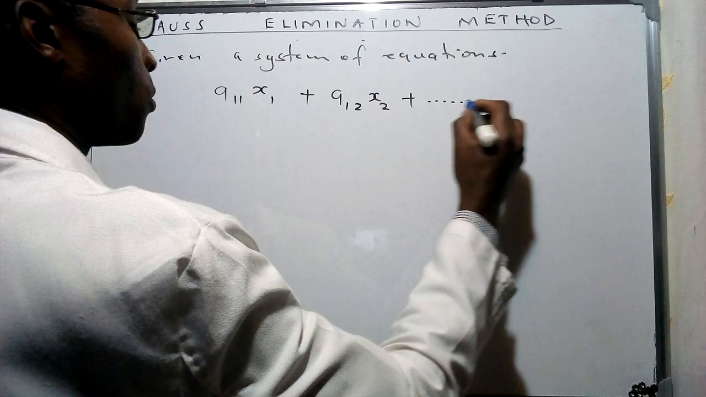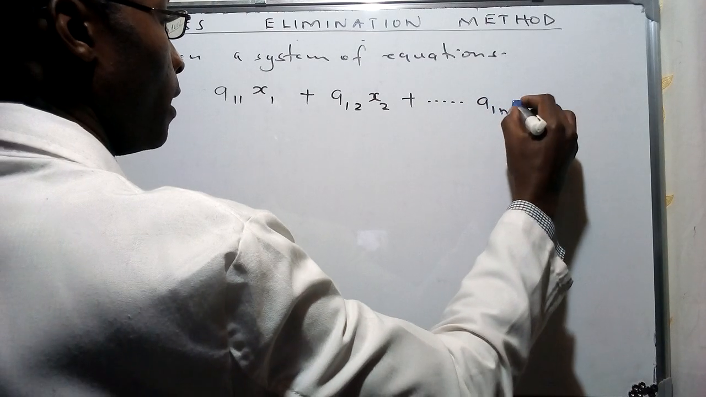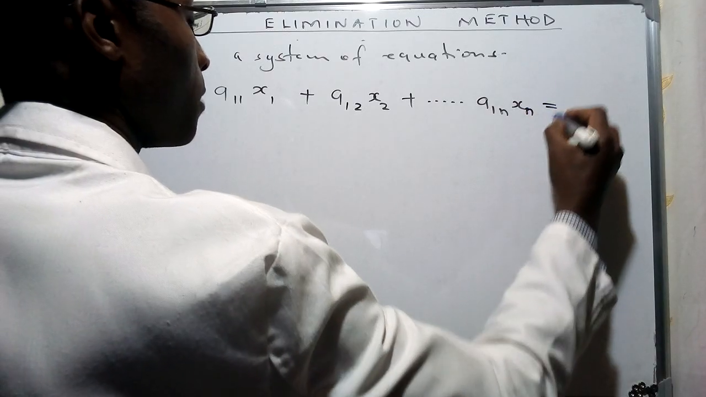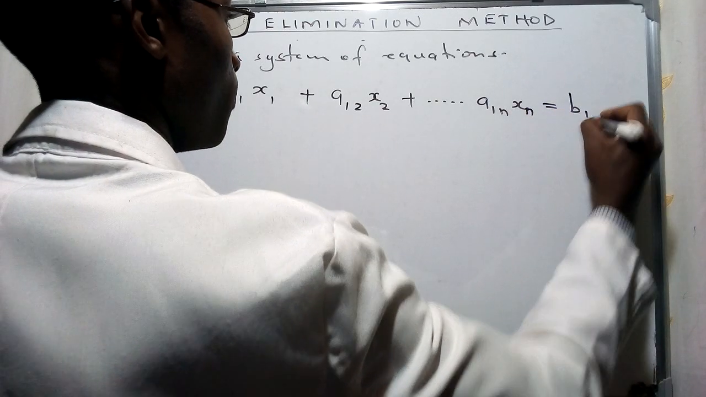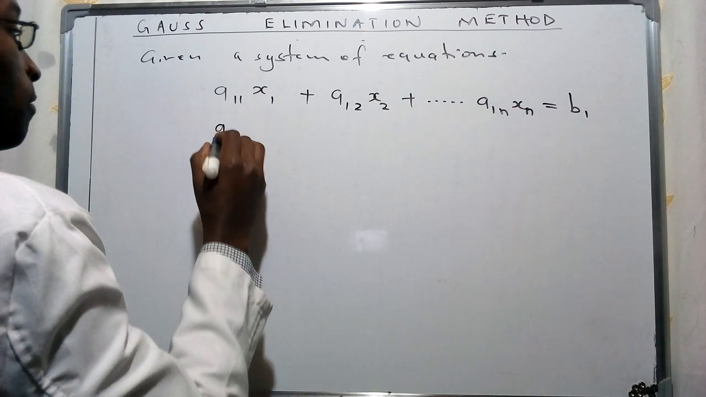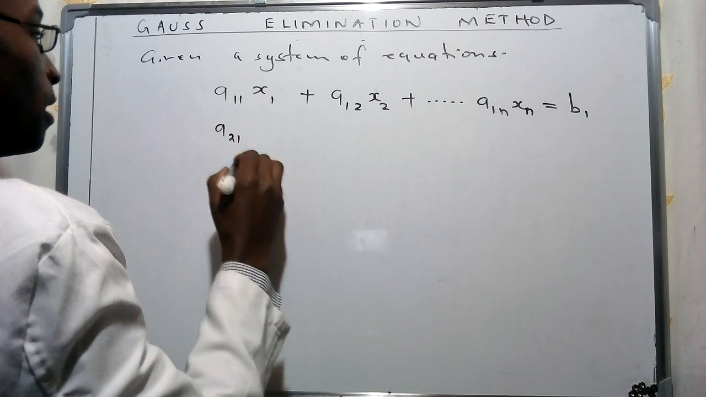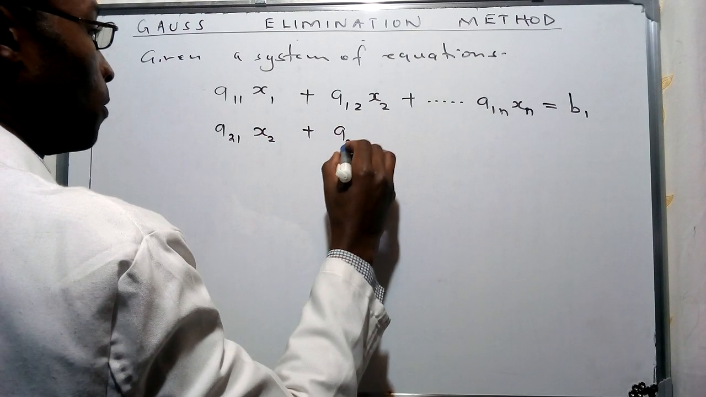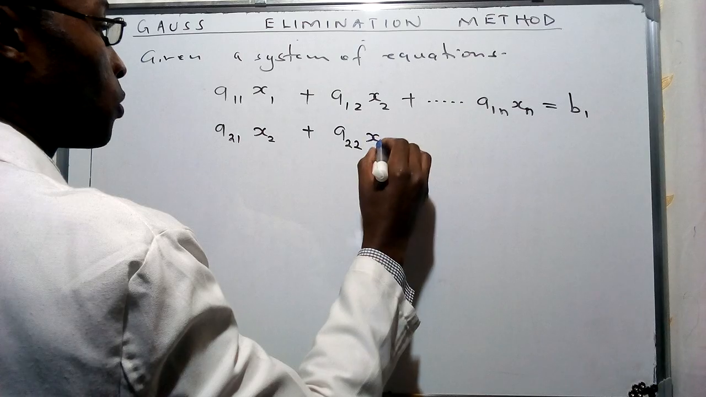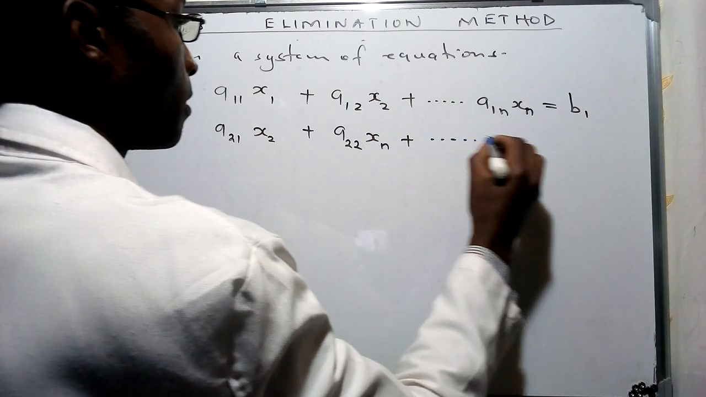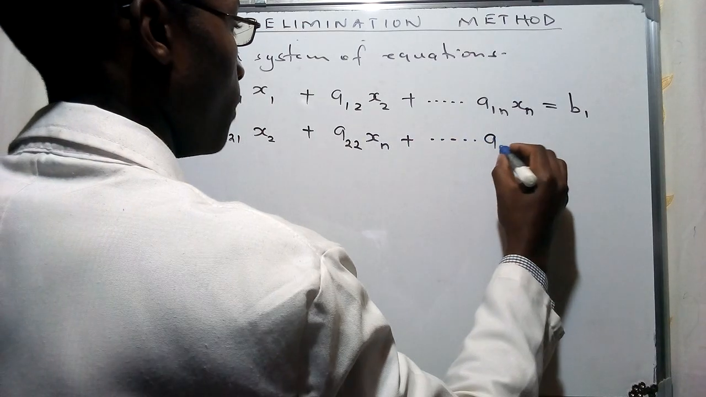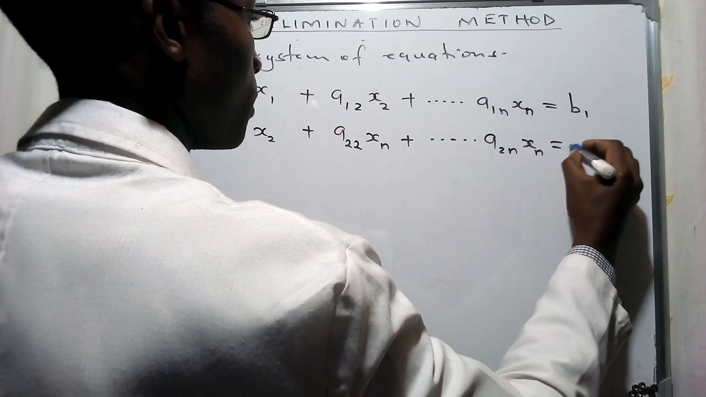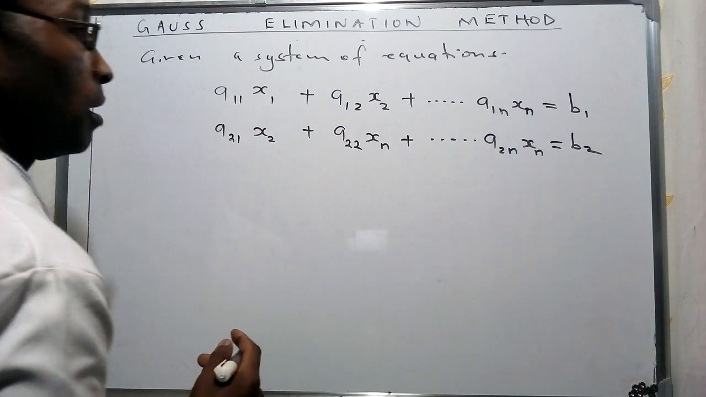So this goes on to a value of a1n x_n, which is equivalent to the value of b1. We can give the second row of this matrix using the various elements, in terms of this specific order. So this constitutes the elements of x and the coefficients a given as such, in that specific format. So this is going to give us b2.